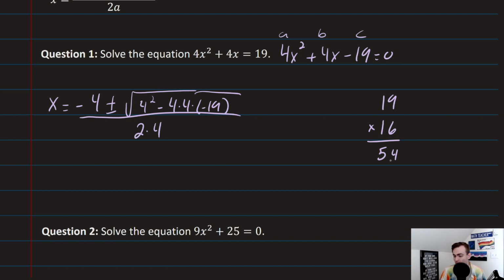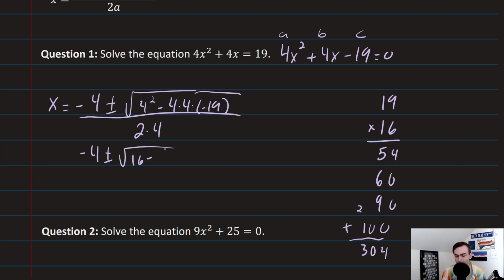6 times 10 is 60. 10 times 9 is 90. And 10 times 10 is 100. If we add all those together, we get a 4. 5 plus 9 plus 6. 6 plus 9 is 15, plus 5 is 20, so 0, 2, 2 plus 1 is 3, so 304. So we get negative 4 plus or minus the square root of 16 minus 304, all over 8.